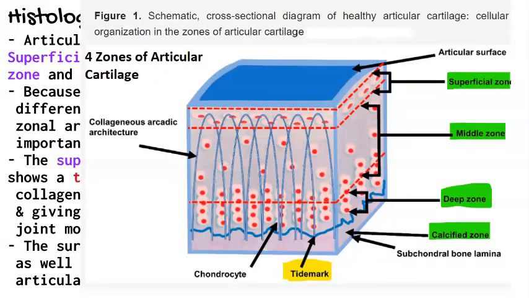This figure shows the schematic cross-sectional diagram of a healthy articular cartilage. The cellular organization in the zones of articular cartilage, you will see a lot of variation of this picture. There are 4 zones of articular cartilage: superficial zone, middle zone, deep zone, and calcified zone.